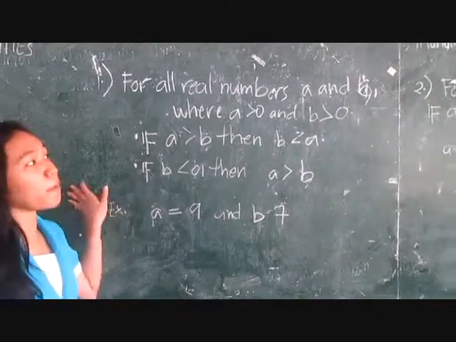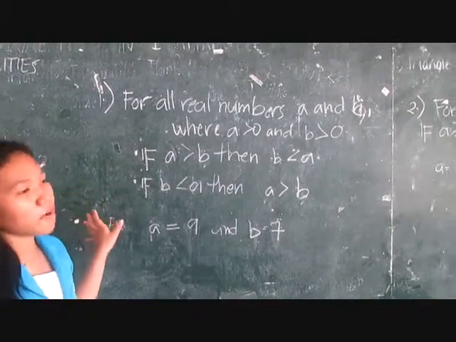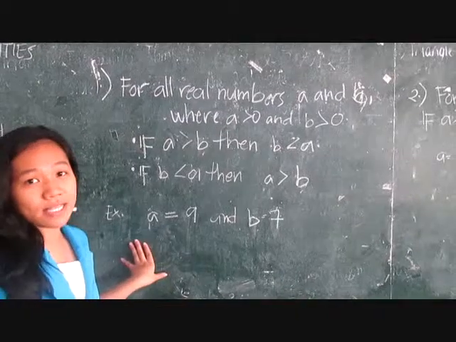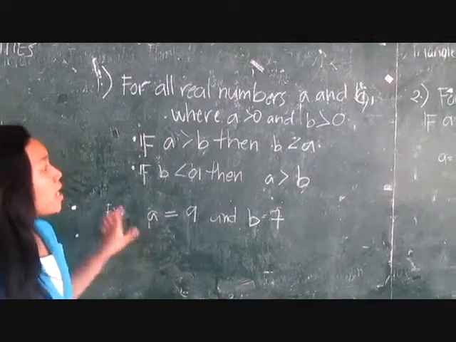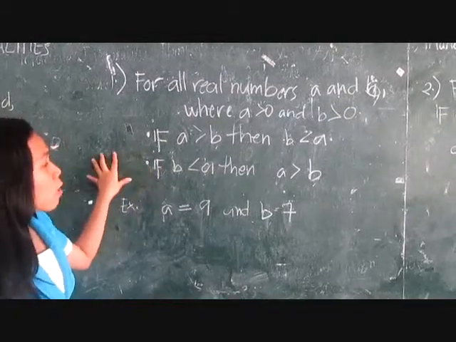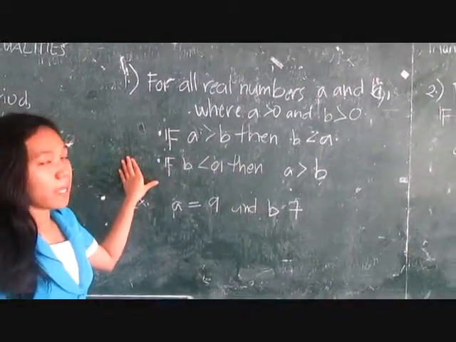Okay, so the first property of inequalities is for all real numbers A and B, where A is greater than 0 and B is greater than 0. If A is greater than B, then B is less than A. And also, if B is less than A, then A is greater than B.